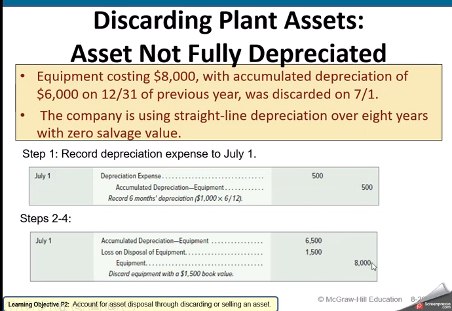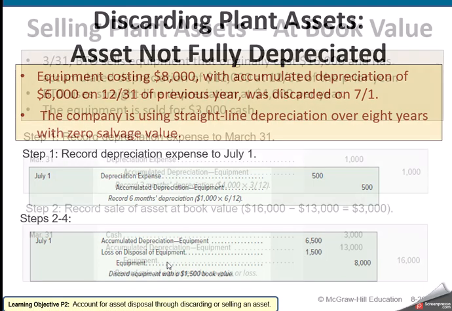Then we take it off of our books. So it has an $8,000 cost. It had $6,000 in depreciation. We just brought it up by $500 to bring it current. So that takes it up to $6,500. So then our net book value is $1,500, and we are just throwing it away, right? So there's no cash coming in. It's just being discarded. So then we would have a loss of that $1,500 book value. So a loss on the disposal of the equipment.